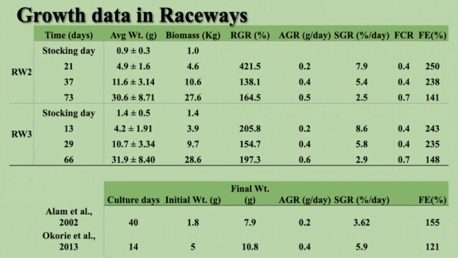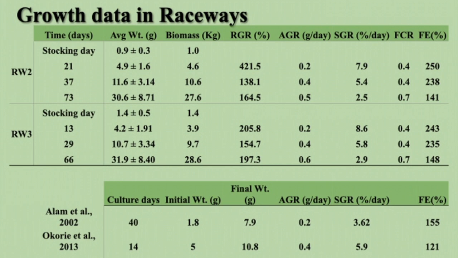So even though I have not started my research, we have the fish in the raceways. So we have a few data, as you can see, that's the initial stocking weight in both of the raceways. And now, I think on February 6th, we did our third sampling, and now they are at 30.6 and 31.9 grams. And these are the estimated biomass. We have not weighed the entire tank, but that's the estimated biomass.